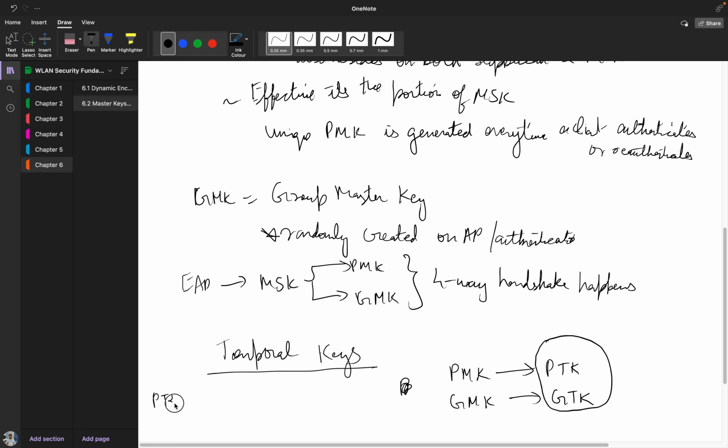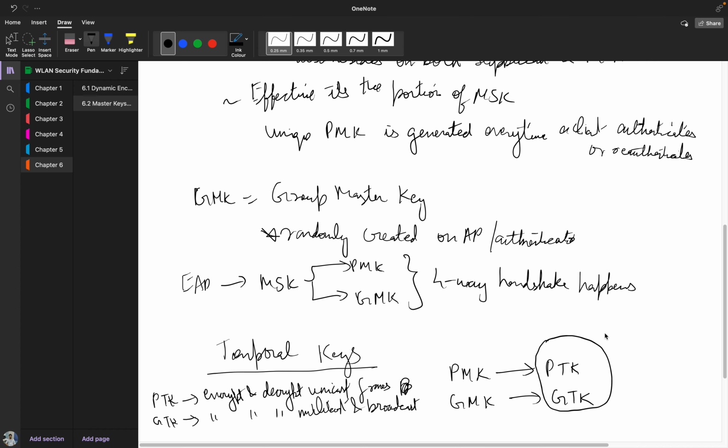PTK is used to encrypt and decrypt unicast frames, whereas group temporal key is used to encrypt and decrypt multicast and broadcast frames. Okay, so this is how we arrive at the final keys which are of use to us, which will basically be used to encrypt and decrypt the unicast or broadcast and multicast 802.11 transmissions.